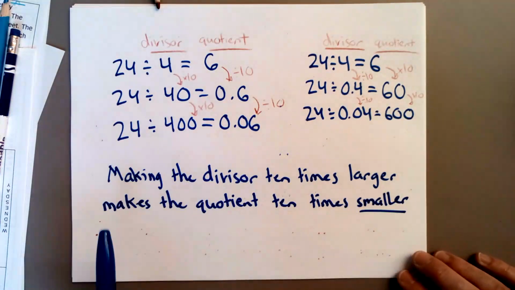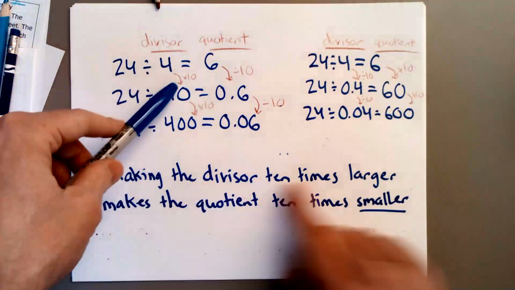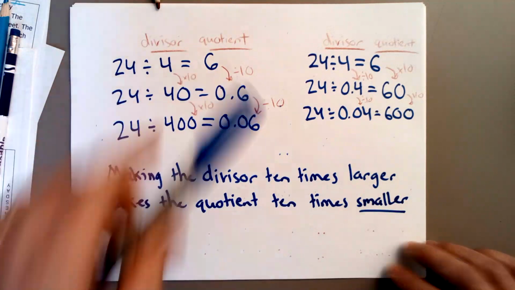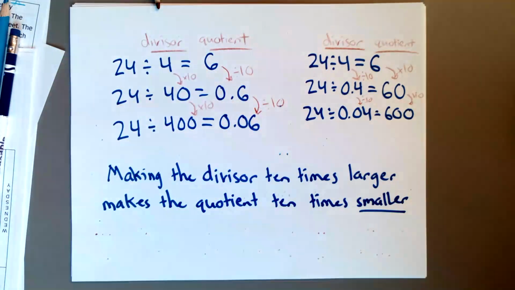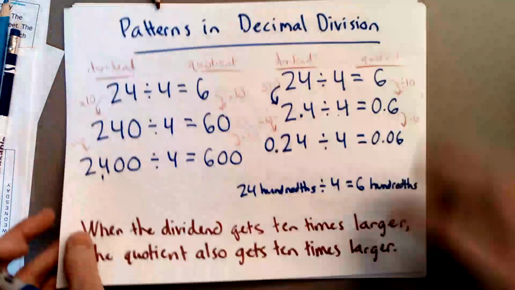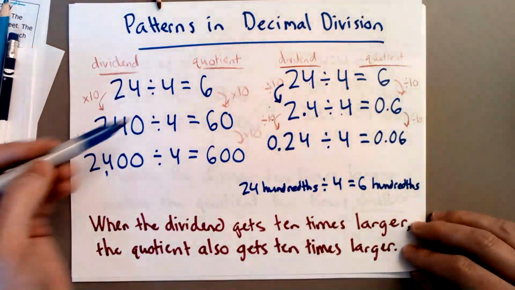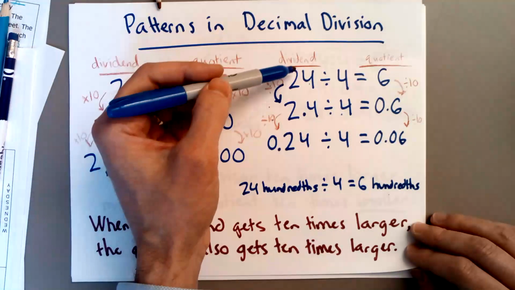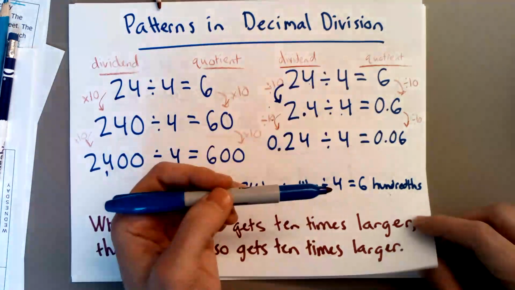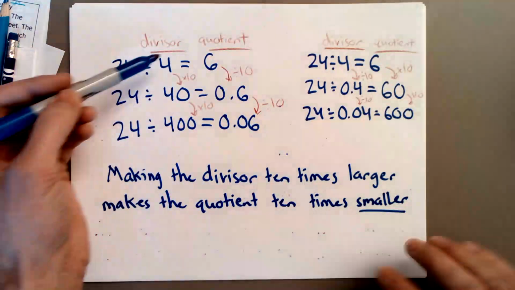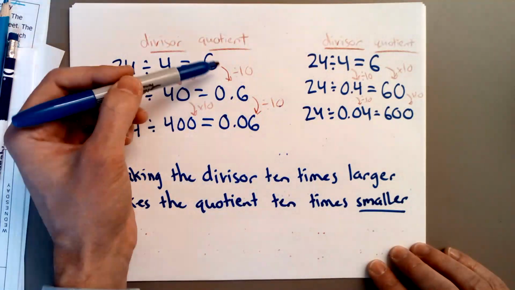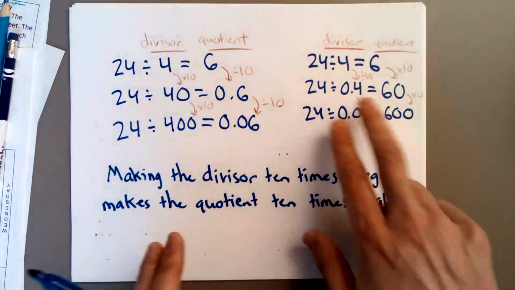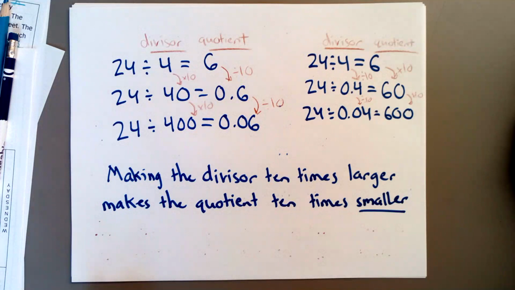So our rule for changing the divisor: when we make the divisor 10 times larger, it makes the quotient 10 times smaller. So changing the divisor has the opposite effect on the quotient. Before, when we changed the dividend, changing the dividend changes the quotient as well. So as the dividend gets larger, the quotient gets larger. As the dividend gets smaller, the quotient gets smaller. But when we change the divisor, making the divisor larger makes the quotient smaller. Making the divisor smaller makes the quotient larger. So changing the divisor has the opposite effect on the quotient.